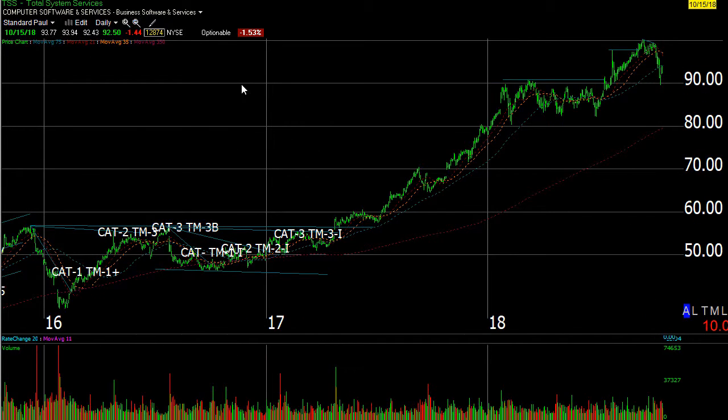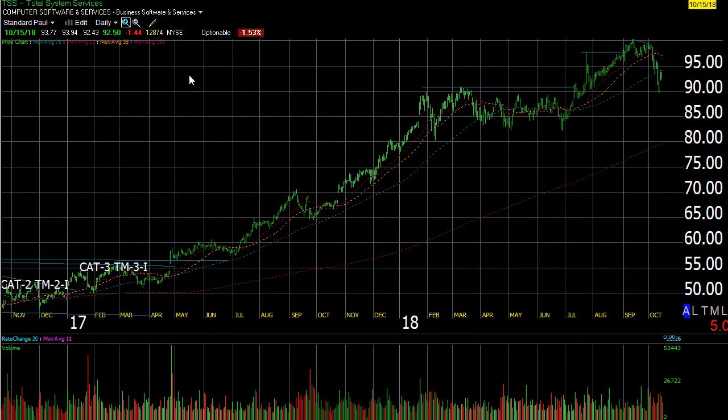But again, it's very important to pay attention to these because they are so consistent and they'll keep you from wasting money in an unproductive consolidation zone. Let's look at one more.